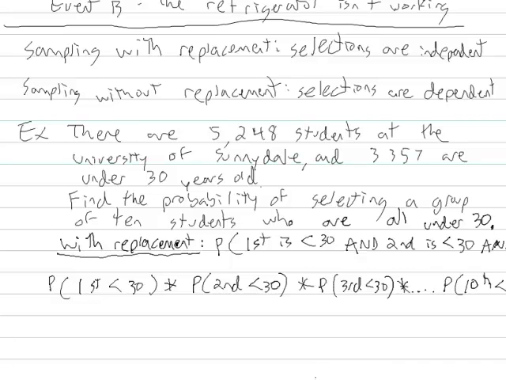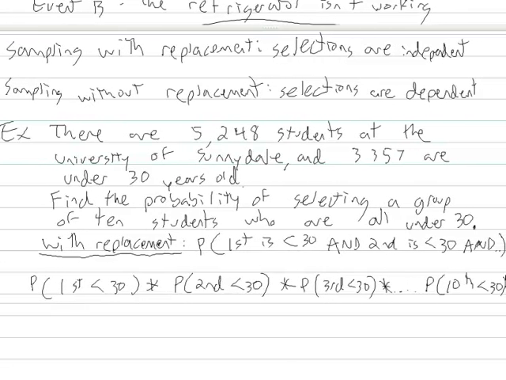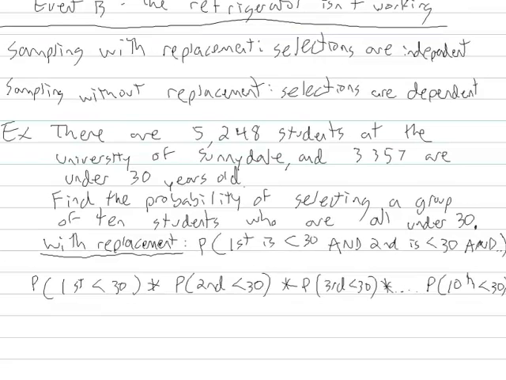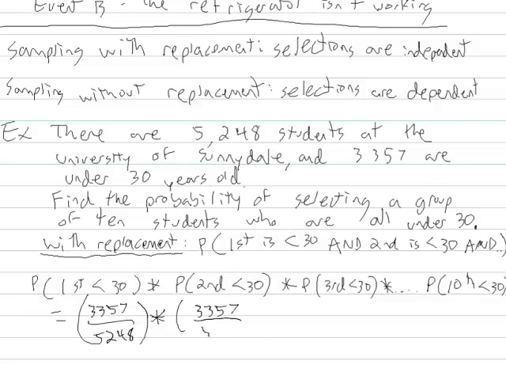Oops, I'm out of space here, sorry. Scoot my screen over there. Okay. And each one of these is simply 3357 over 5248. Well, since I'm multiplying this same fraction times itself 10 times, that's the same thing as just doing it one time and taking that to the 10th power.